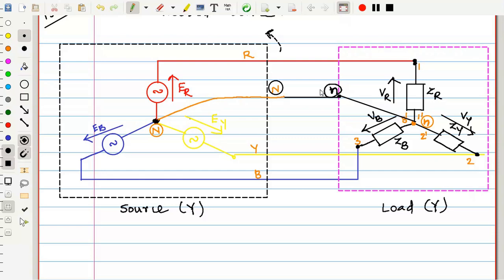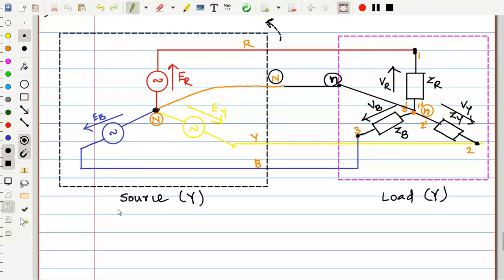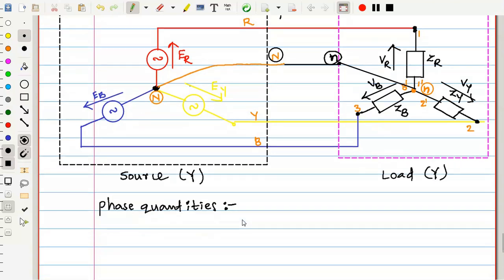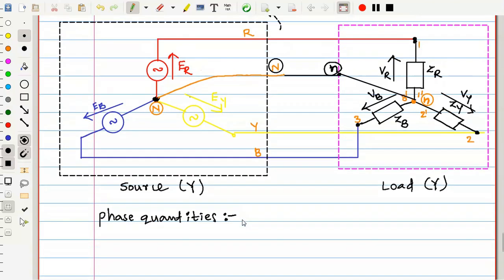As of now I want to introduce some terminology. The terminology is phase quantities. Phase quantities are nothing but phase voltage or phase current. So first let us see what the phase voltage is.